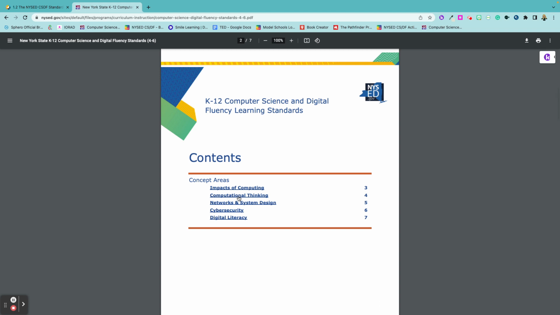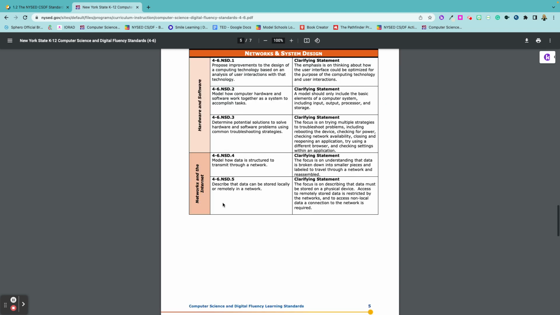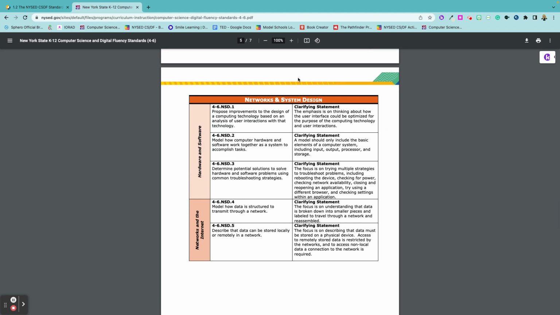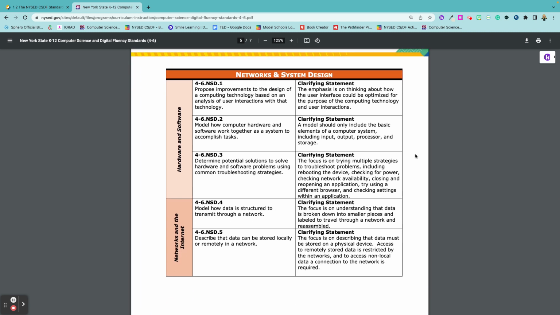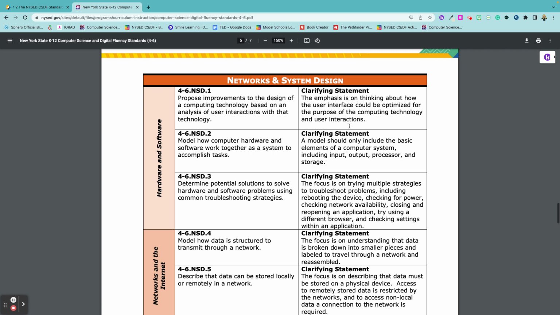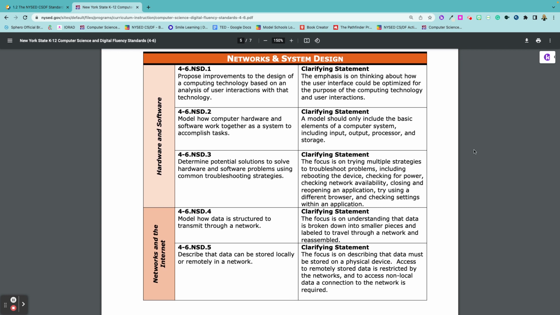This time, instead of going to computational thinking, we're going to go to networks and systems design. Within networks and systems design, we only have 5 standards, so it is a smaller standard area for us. Within this concept area, we really are looking at the hardware and software of our computers that we use, the technology that we use, and then we're thinking about the networks and the internet. So that way we're thinking about how our data moves.